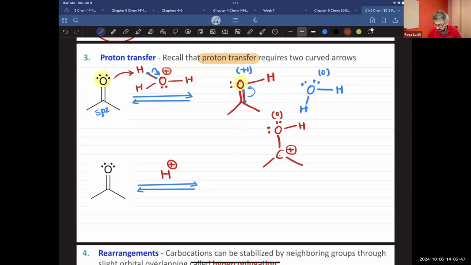Now oxygen will have 0 as a formal charge, but carbon will have a positive charge. And that carbon can get involved in a nucleophilic reaction. So if we get a nucleophile somewhere around, it will find this carbon and share electrons with it. So the proton transfer requires two arrows technically. One is to show which hydrogen we are attacking, and the second arrow is telling you that the hydrogen we are taking will give up its electrons and share them with oxygen. So this oxygen will take both electrons.